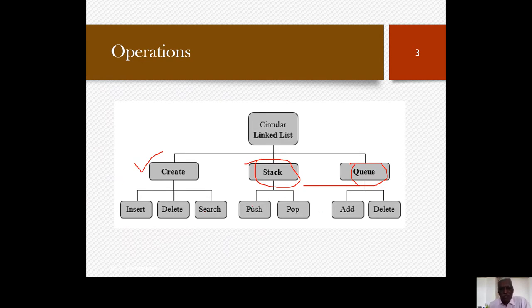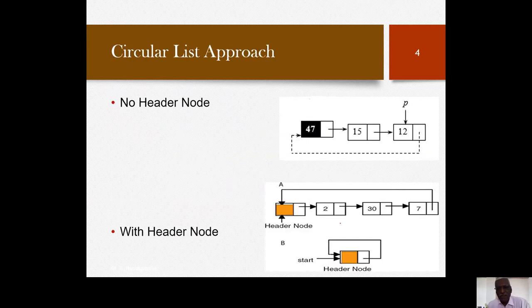When we talk about stack, of course, there are two functions, push and pop. When we talk about queue, again, we have add and delete, or NQ and DQ. So this is the one I was talking about, with header node and without header node. With no header node, like you can see here, P is pointing to the last node, and the link pointer of this last node is pointing to the first node.